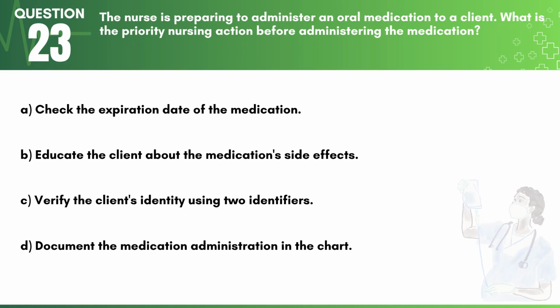Question 23. The nurse is preparing to administer an oral medication to a client. What is the priority nursing action before administering the medication? A. Check the expiration date of the medication. B. Educate the client about the medication's side effects. C. Verify the client's identity using two identifiers. D. Document the medication administration in the chart.